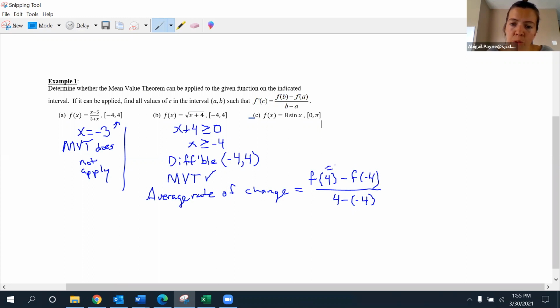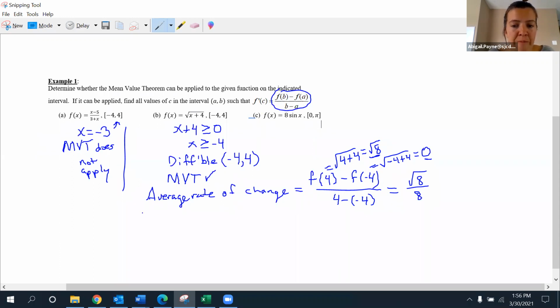F of 4 right here will be the square root of 4 plus 4, so the square root of 8, which can be simplified, but I'm going to just leave it like that for now. F of -4 will be the square root of -4 plus 4, so that's the square root of 0. That's 0. So the numerator here is the square root of 8 minus 0, so it's equal to the square root of 8, over 4 plus 4, so this is over 8. So that's our f of b minus f of a over b minus a part of this.